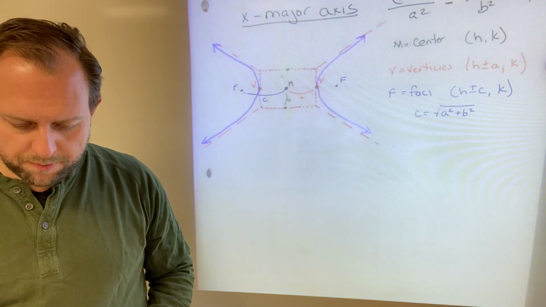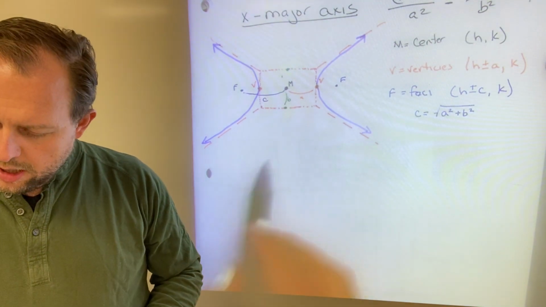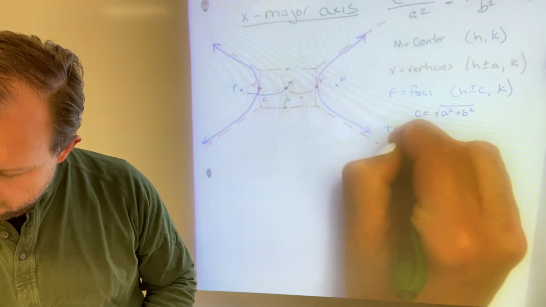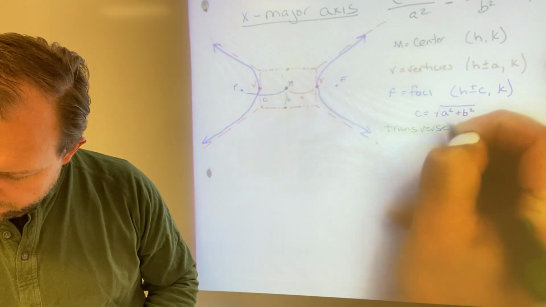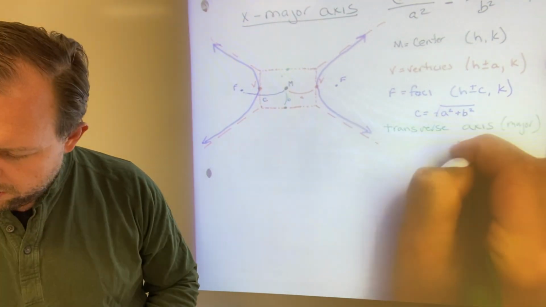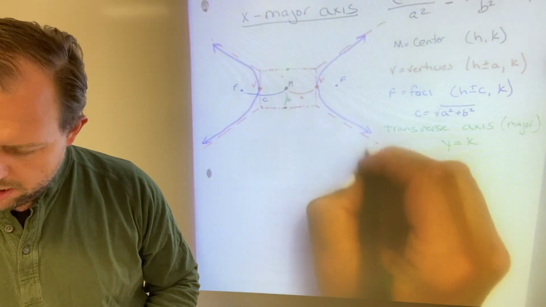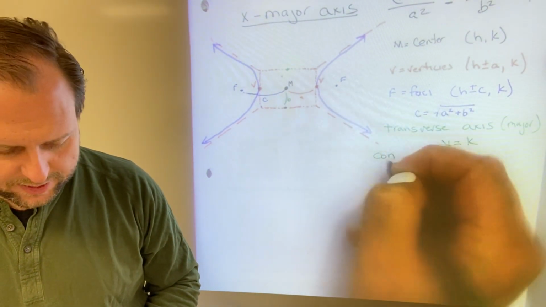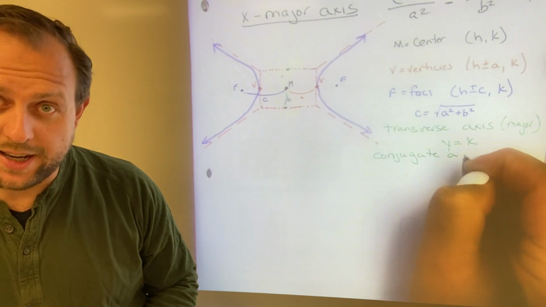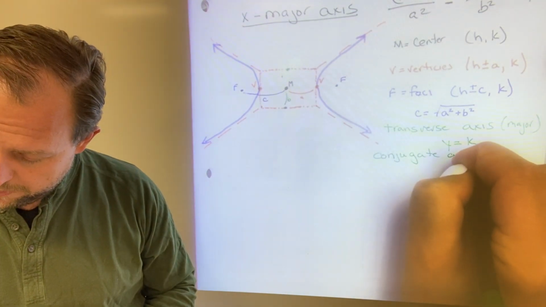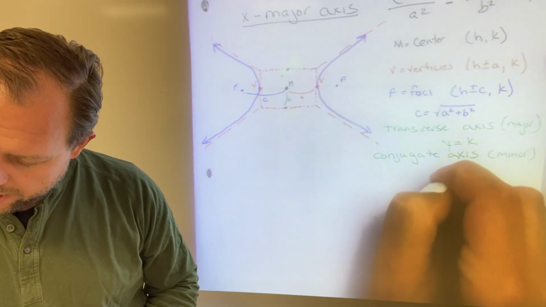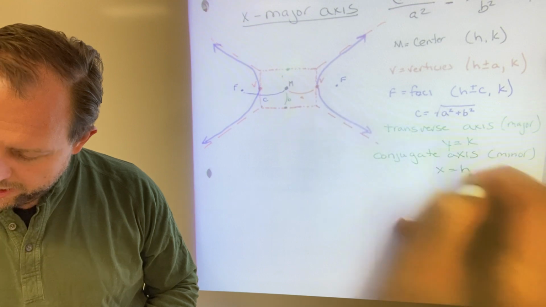Last couple things we need to talk about is the transverse axis, which is major, is y equals k. The conjugate axis, I wanted to say conjugate acid because I taught chemistry for so many years, but the conjugate axis is the minor axis, and then in this case is x equal to h.